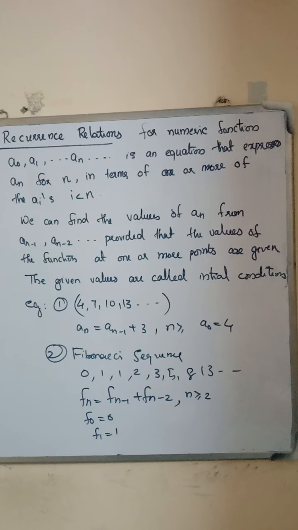Today we discuss the topic recurrence relations. Recurrence relations for numeric function a0, a1, a2, etc. An is a sequence that expresses an for n in terms of one or more functions ai.